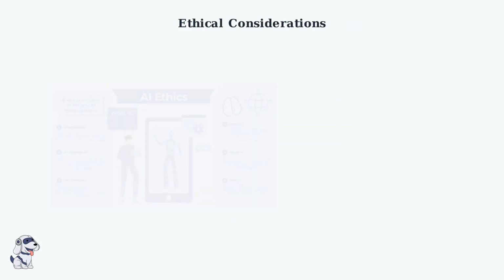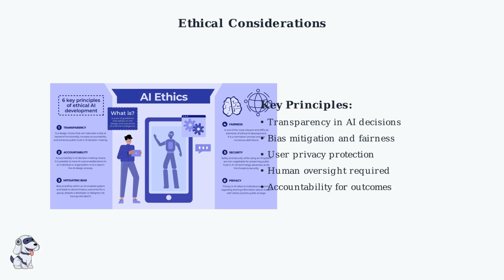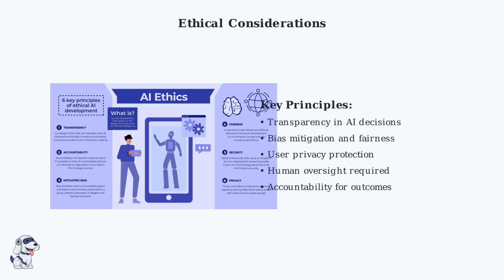While AI offers powerful capabilities, ethical considerations are crucial. Design teams must ensure transparency in AI decisions, actively mitigate bias, protect user privacy, maintain human oversight, and take accountability for AI-driven outcomes in the design process. AI is transforming design thinking by making it more efficient and data-driven, but success depends on thoughtful implementation that prioritizes ethical considerations and maintains human-centered values.